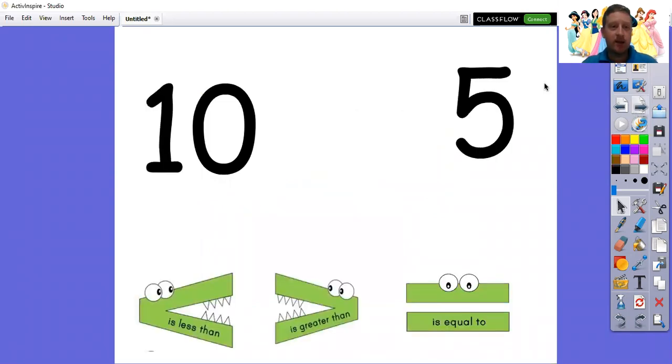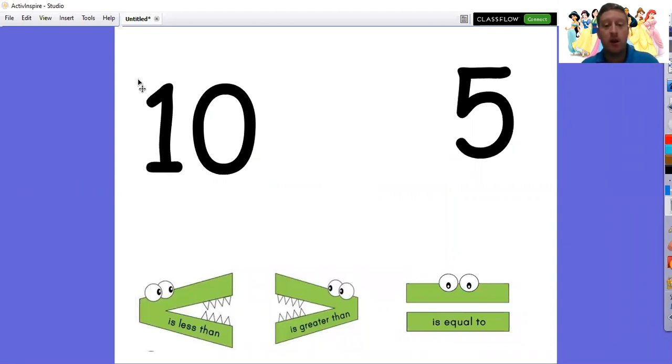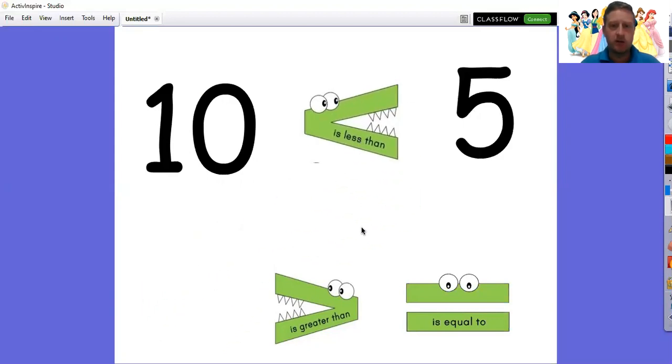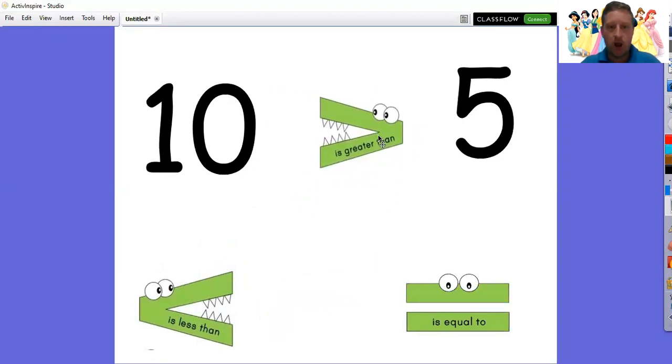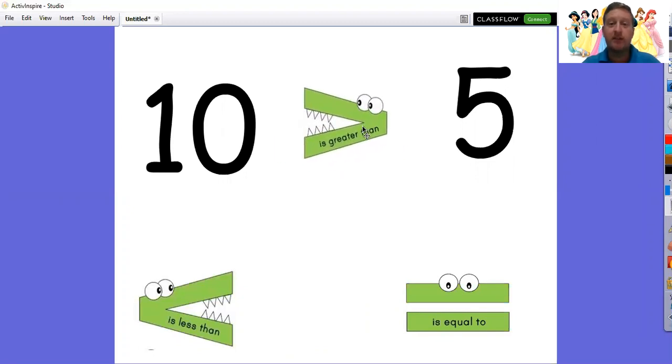Okay, let's take a look at these numbers we have on the screen right now. Our first number is number 10, and our second number is number 5. So remember, because he's very hungry, the crocodile will always eat the biggest number. So let's take a look at our first crocodile. If we put this one here, did the crocodile eat the biggest number? No, he didn't. He chose the smallest number, so we will not choose this one. If we choose this one, did the crocodile eat the biggest number? Yes, he did. So now we can say that 10 is greater than 5, which means that 10 is the biggest number when we compare the two numbers.